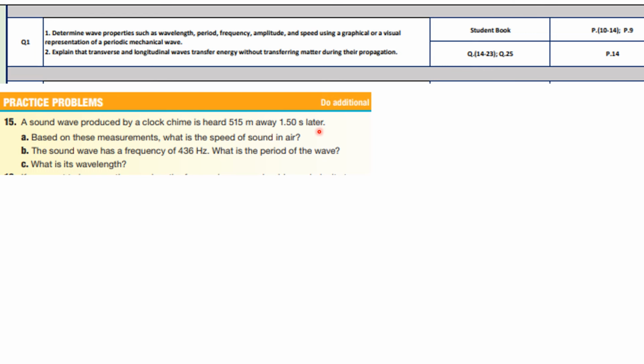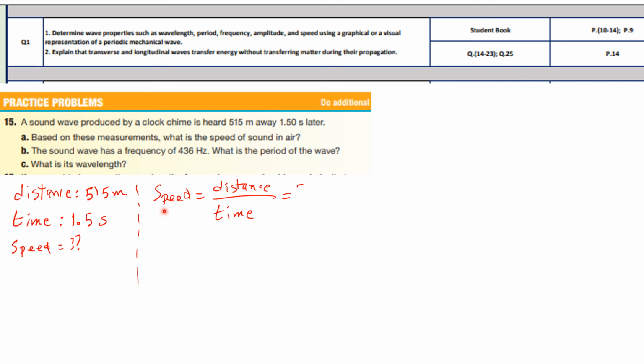So the question is, based on these measurements, what is the speed of this sound? So we have to find the speed of the sound. This is the given, first of all: distance, time, and speed. To calculate the speed, speed equals distance over time. This is a very old equation. I'm sure you already learned it in previous cycles or previous years. The distance in this case is 515 meters, divided by the time, which is 1.5 seconds. So the speed of the sound in the air, we proved it as 343 meters per second.